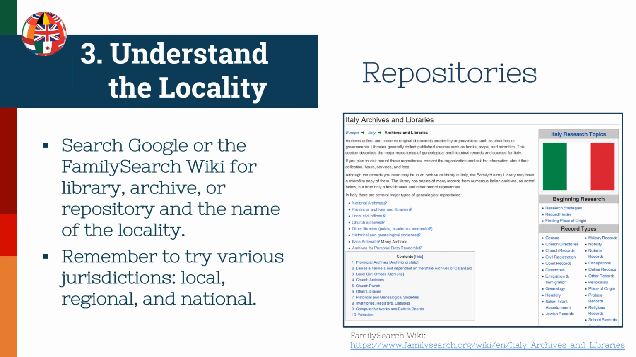Another aspect of understanding the locality is to become familiar with what repositories are available. You can search Google or the FamilySearch Wiki for library or archive or repository, and then add the name of the locality. Remember to try the various jurisdictions, such as local, regional, and national jurisdictions.